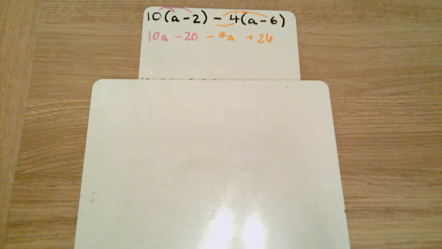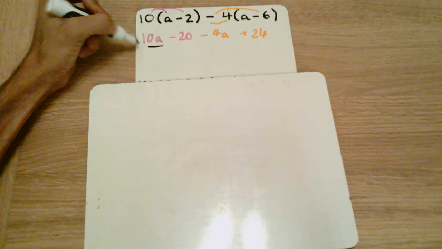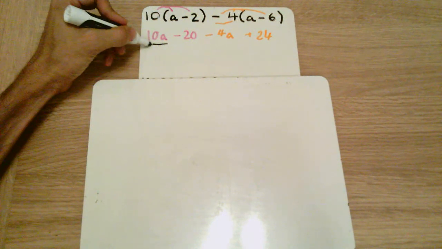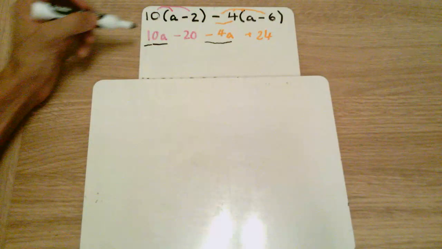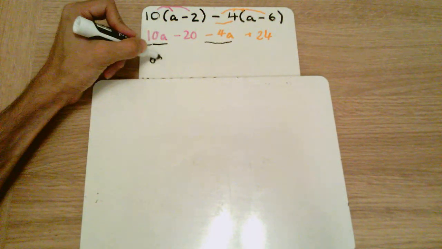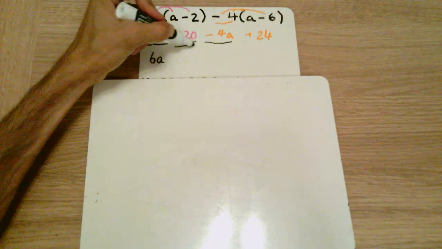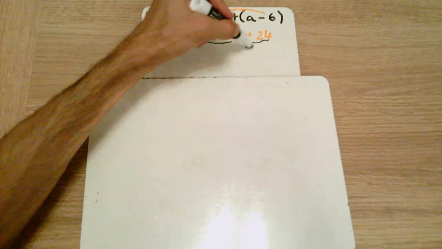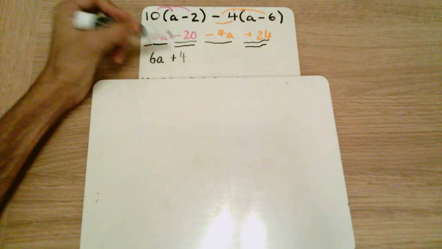Now, when you finish this off, you need to collect like terms. The like terms are the things which are the same. So you've got 10a, and next to that 10a, you've also got minus 4a. Again, looking at the symbol in front, 10a minus 4a gives you 6a. And then over here, you've got minus 20 plus 24. Minus 20 plus 24 gives a value of plus 4.